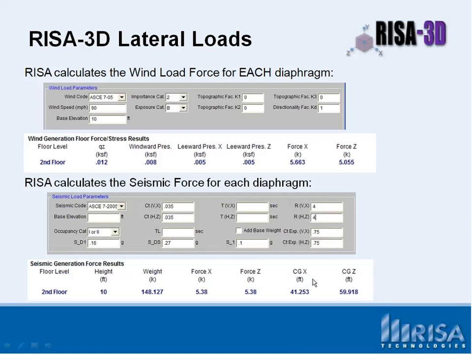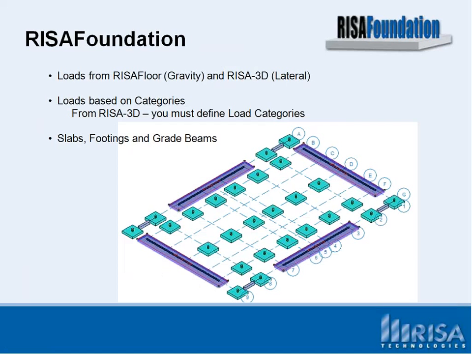We talked about these lateral loads already when we were looking at it in RISA 3D. In RISAFoundation, just to note too, those loads from RISAFloor, we said here we're seeing gravity loads as well as RISA 3D lateral loads. We're seeing both of those loads. If you're building a model just in RISA 3D and bringing that over to RISAFoundation, because those two programs also just interact together, you're going to make sure that you define your load categories, because that's what RISAFoundation is working off of, those load categories. And then you can define your slabs and your footings and your grade beams in there.